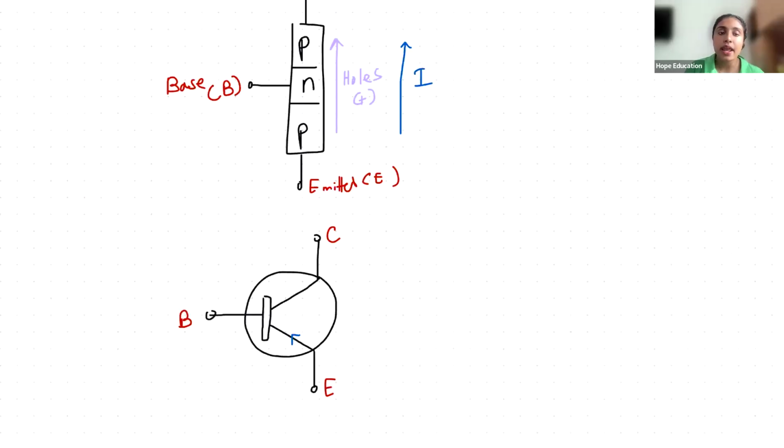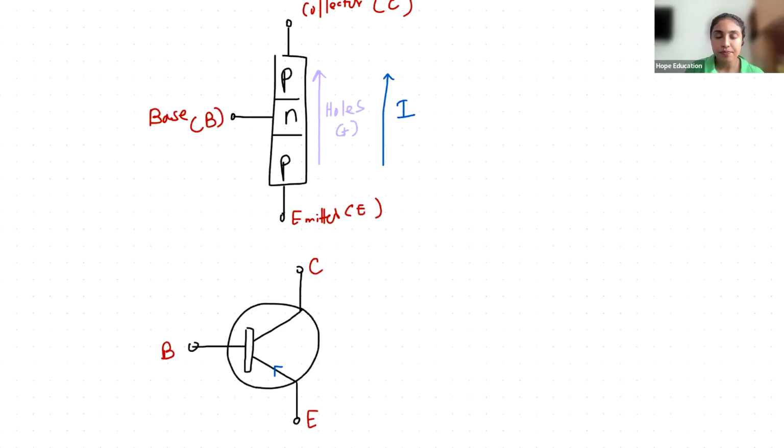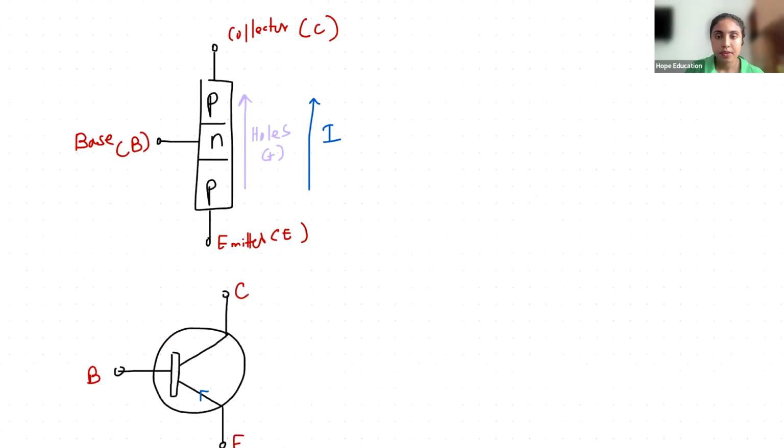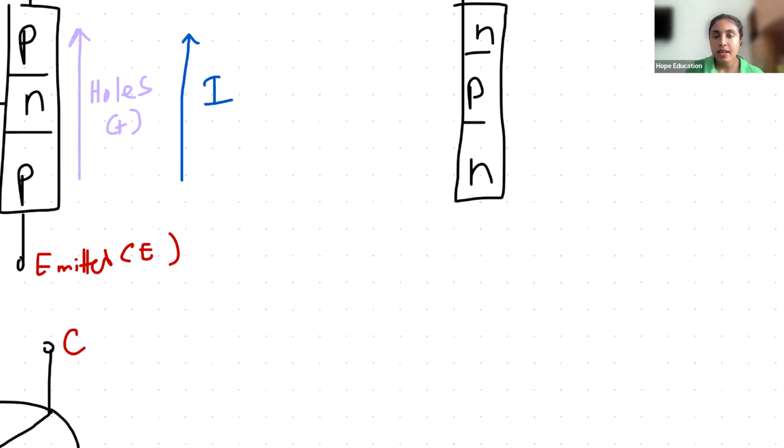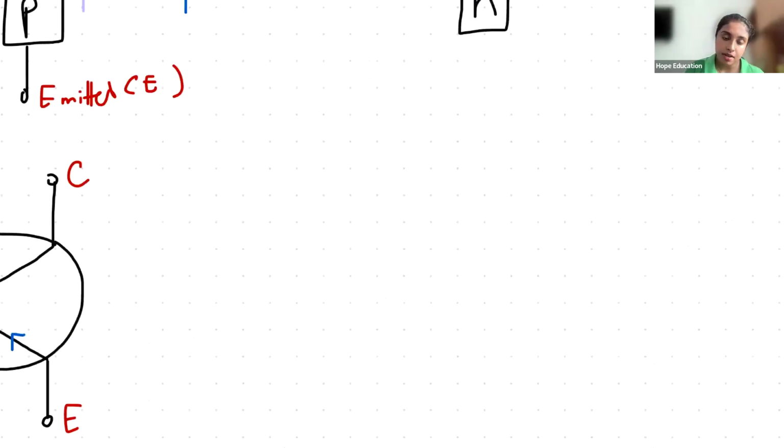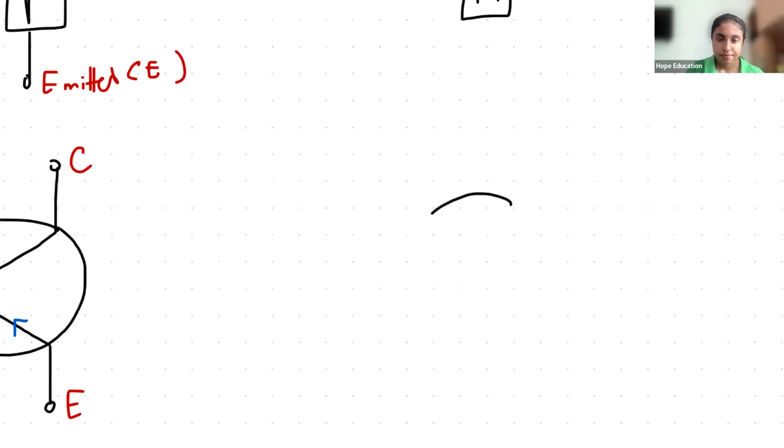Now let's talk about an NPN transistor. In the NPN transistor, is the base an N semiconductor or a P semiconductor? Others, what do y'all think?